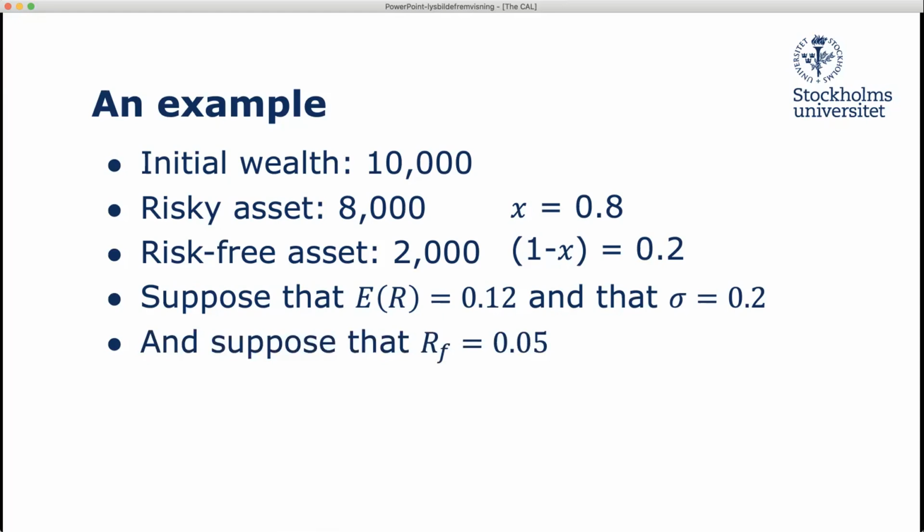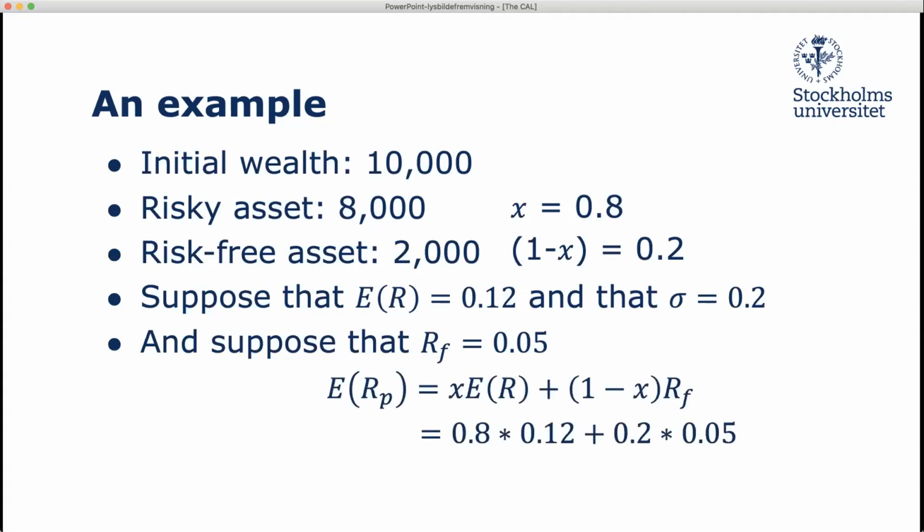The expected return of our portfolio then is equal to the weight on Ericsson times its expected return plus the weight on the risk-free asset times the interest rate. In this example, that is 10.6%. Now, the standard deviation of the portfolio is equal to 0.8, the weight on Ericsson, which is the risky asset in this example, times 0.2, the standard deviation of this return. And this is equal, in this case, to 16%.